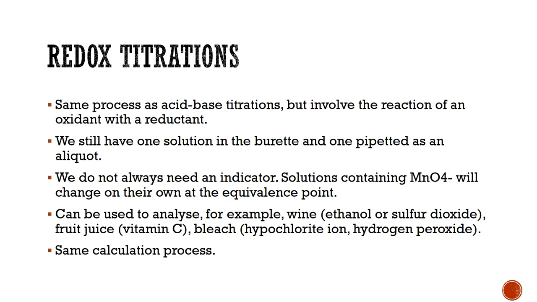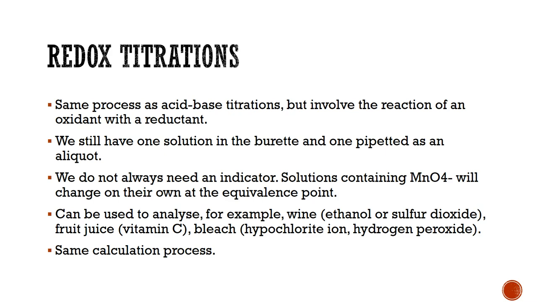So let's get started. Essentially, redox titrations follow exactly the same process as an acid-base titration. So we're going to have a conical flask, and inside that conical flask, we will have an aliquot, and then we will also have a burette filled with another solution. So these follow the same process as an acid and base, but this time we've got a redox reaction happening in our flask rather than an acid-base neutralization reaction.